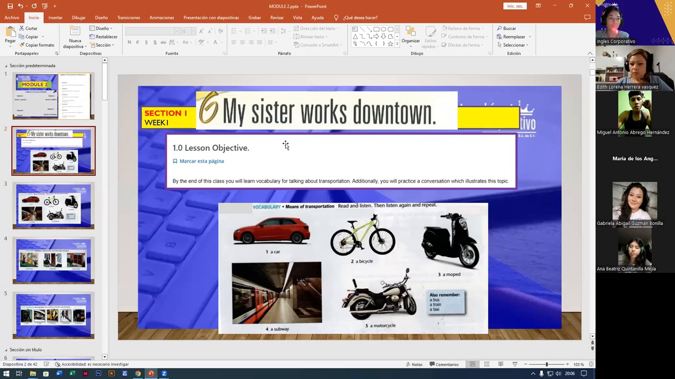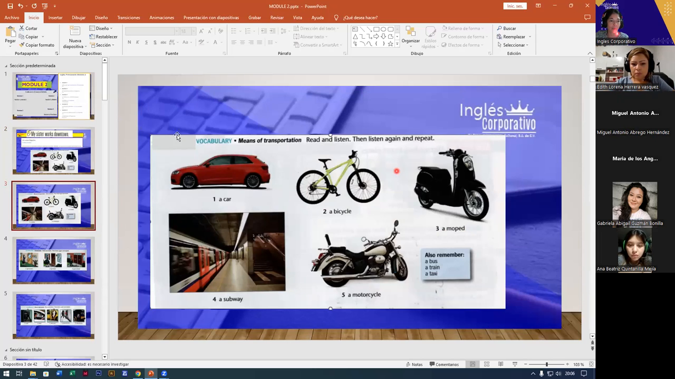We'll continue with module 2, section 1, and the name of this first section is "My sister works downtown." So it has to do with vocabulary of transportation. It says, by the end of this class, you will learn vocabulary for talking about transportation. Now, we remember that we have different classes of transportation. Here we have some examples.